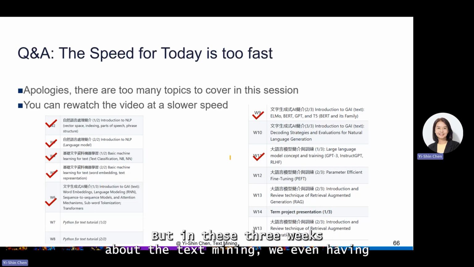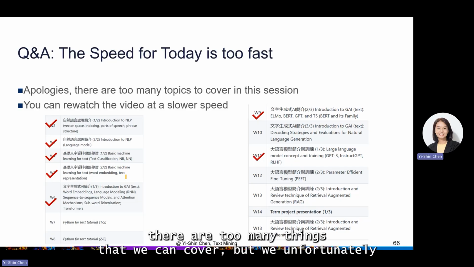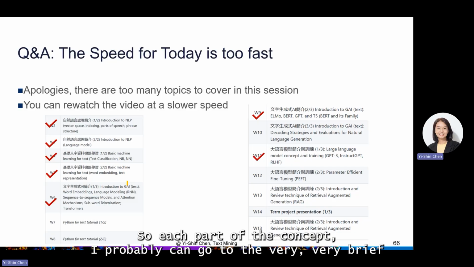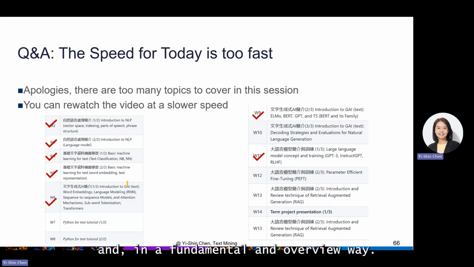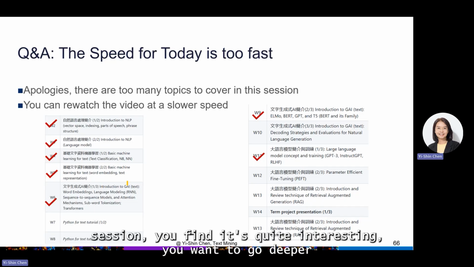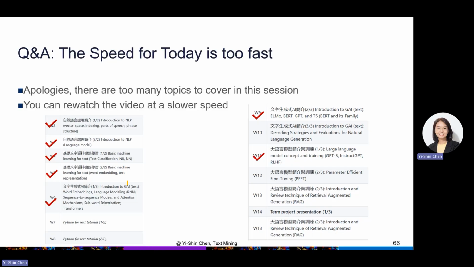But in these 3 weeks about text mining, we even have only 1 hour to go over some topics. So in other words, there are too many things that we can cover, but unfortunately we don't have the time to go over them. So for each concept, I can only go very briefly, in a fundamental and overview way. Okay, I apologize for that. But if after our 3 weeks session you find it quite interesting and you want to go deeper, then you can take the NLP courses to get more detail.